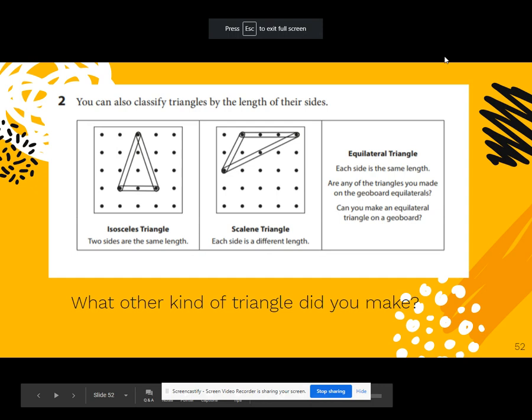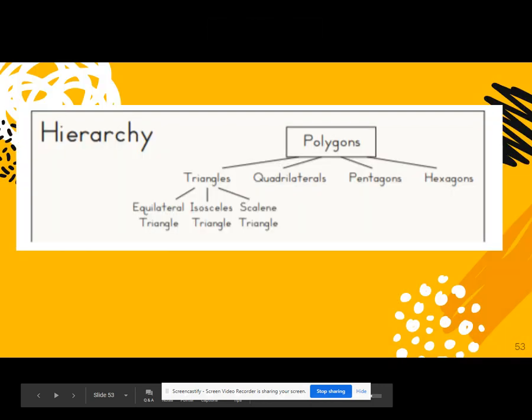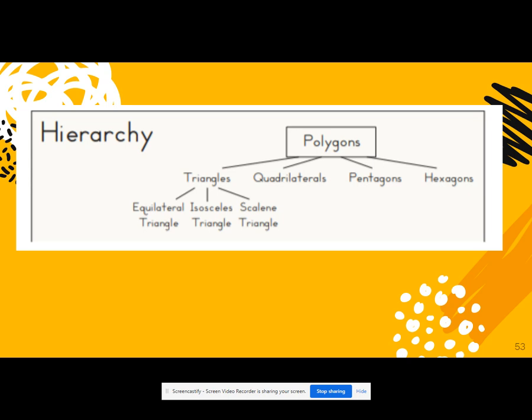All right, so next I wanted to talk to you about that hierarchy. Okay, we're going to be classifying polygons, which are shapes that have sides that are closed figures, meaning that wherever the lines start, there will be one that stops, and there are no curved sides. And we're going to be able to recognize what these shapes are by using a hierarchy. From what we know already, triangles are either equilateral, isosceles, or scalene.